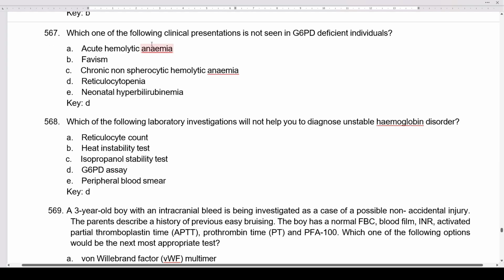Acute hemolytic anemia is seen in G6PD deficient individuals. It is associated with favism.